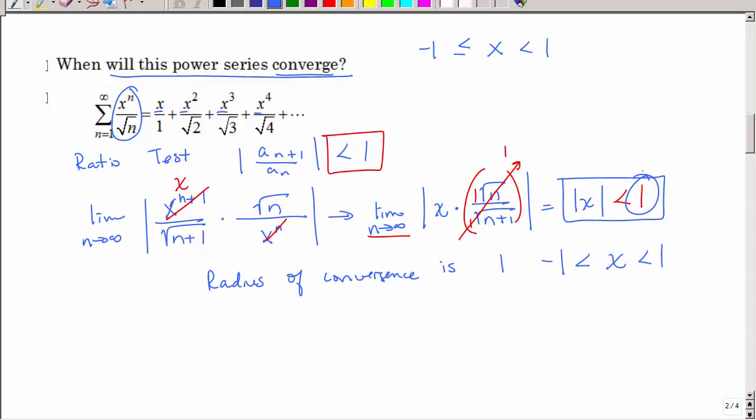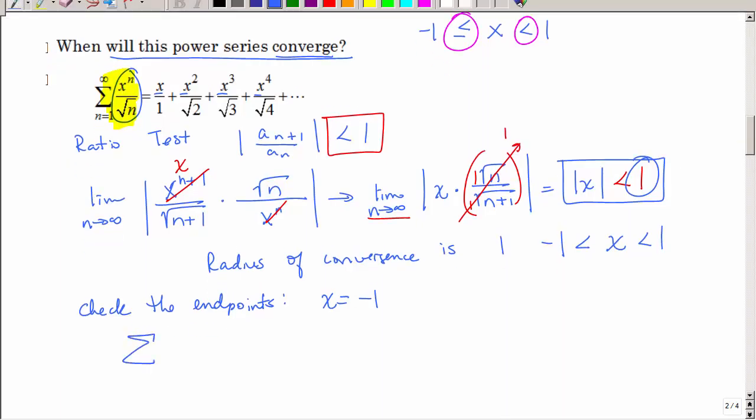Now the question is, how do we arrive at knowing that we would include -1, but we don't include +1? That's the tricky part. So we have to check the endpoints. So we're going to let x equal -1. We're going to go back to our series and let x equal -1.